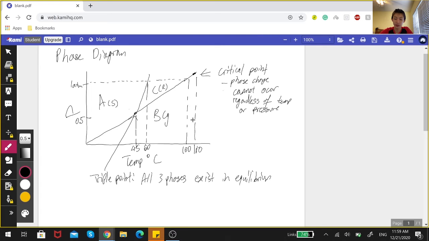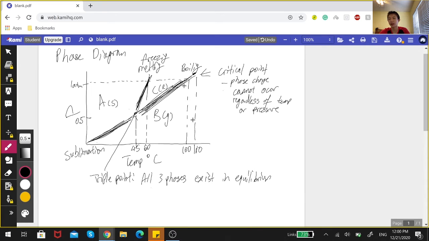Now let's label this, right? When you turn from a solid to a gas, we call that sublimation. So this line is sublimation. When we go from solid to liquid, this is melting. So this line is melting. When we go from liquid to gas, this line is boiling. Well, this line is more like melting and freezing. And this line is more like boiling and condensing.